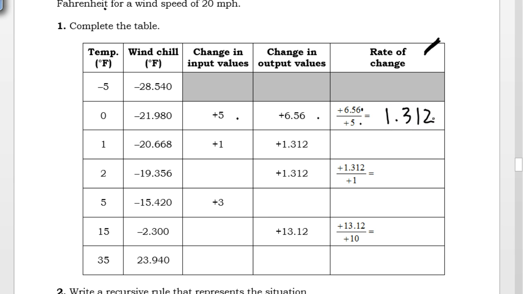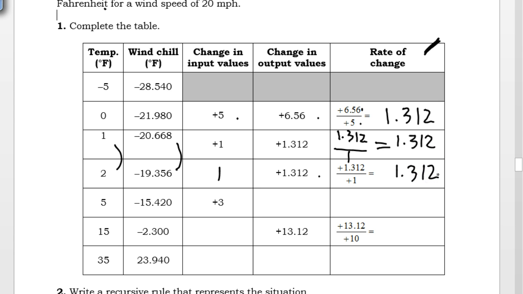And we're going to do a whole bunch of these just to illustrate. When I added 1.312, over 1, I get the same rate of change. Here it went up by 1.312. Here it went up by 1. I divide those. I get the same answer.